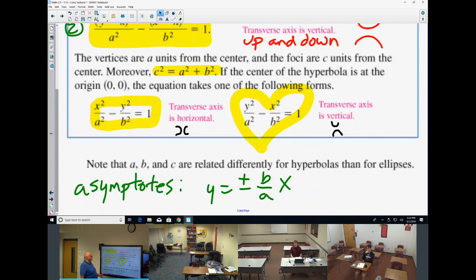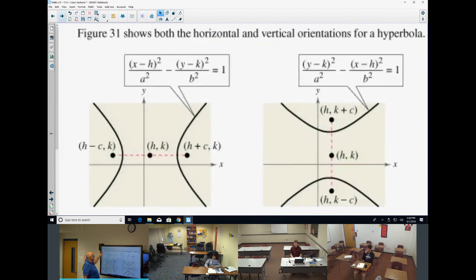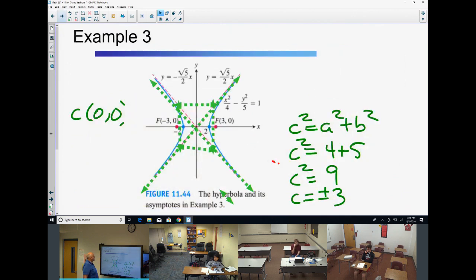All right, so going through and graphing these, at first it feels like you're graphing an ellipse, but it doesn't look like it at the end. Because the hyperbolas end up like this. Like I said, they look like two parabolas back to back. So if the x squared is first, they open horizontally. If the y squared is first, they open vertically. Okay, so let me explain how we do this.